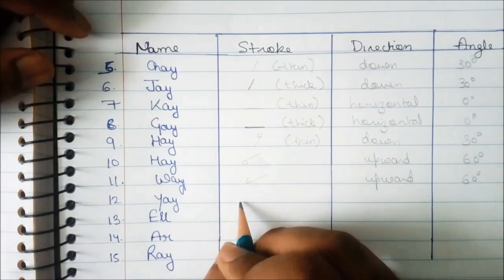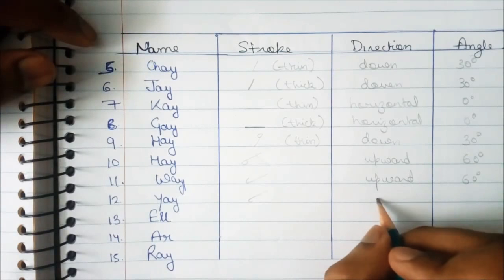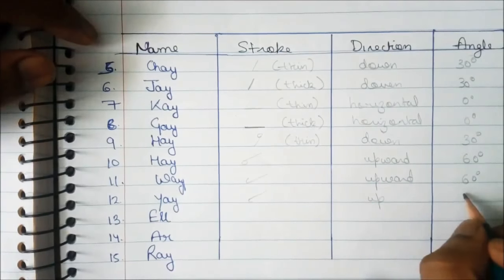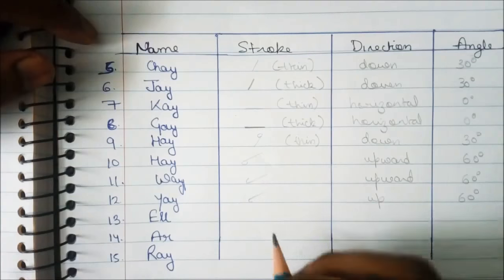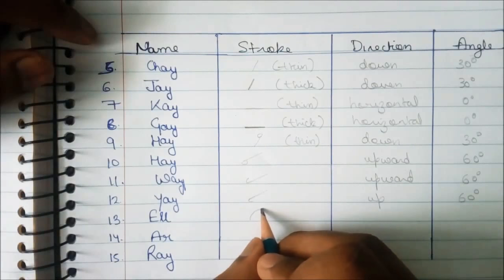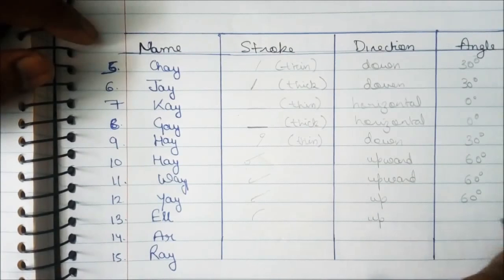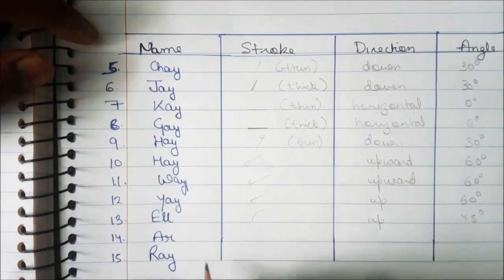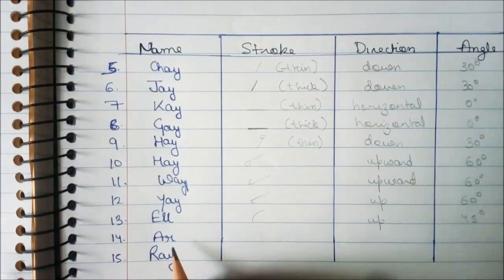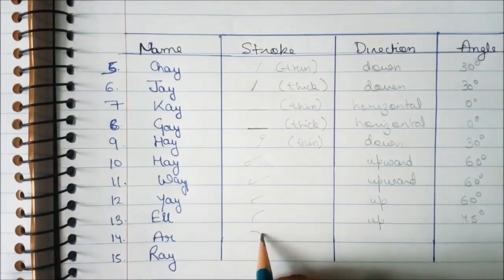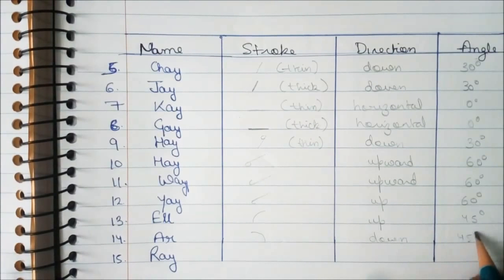So the next stroke is Ye. Its direction is also upward. Its angle is 60 degree from the vertical. Now the next stroke is L. It is also drawn upward and its angle is 45 degree. The next stroke is R. It is drawn downwards and its angle is 45 degree.